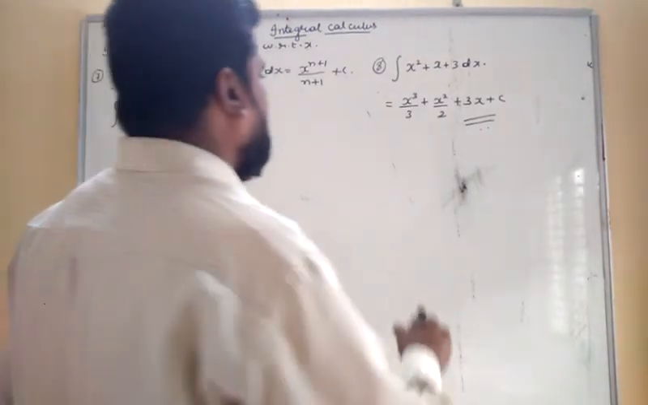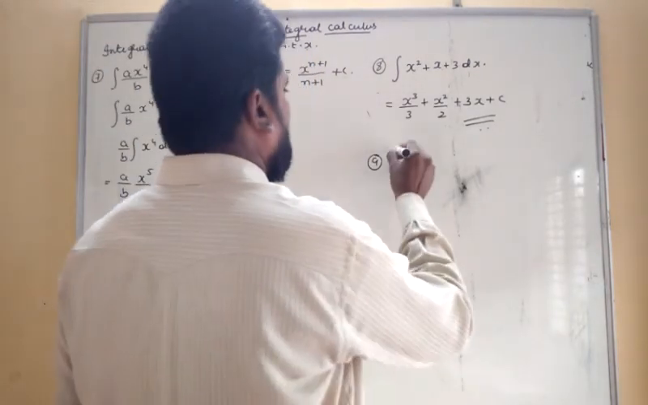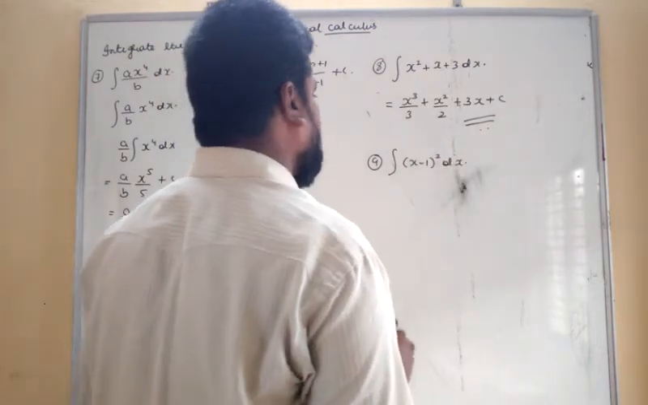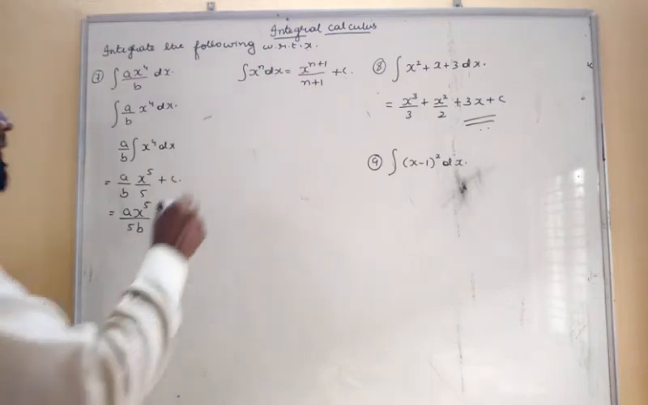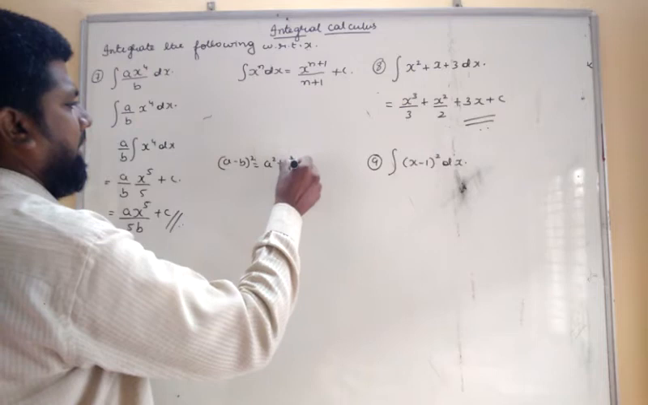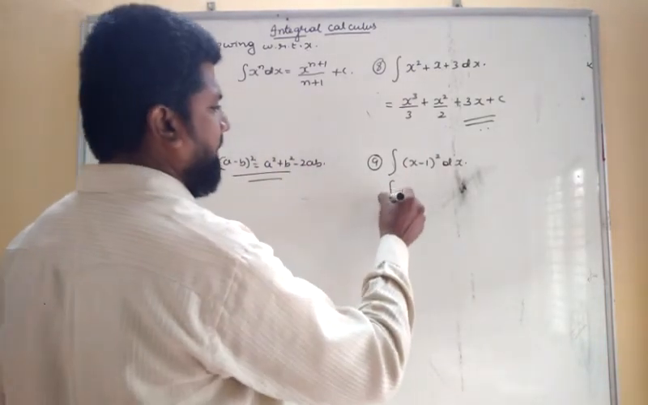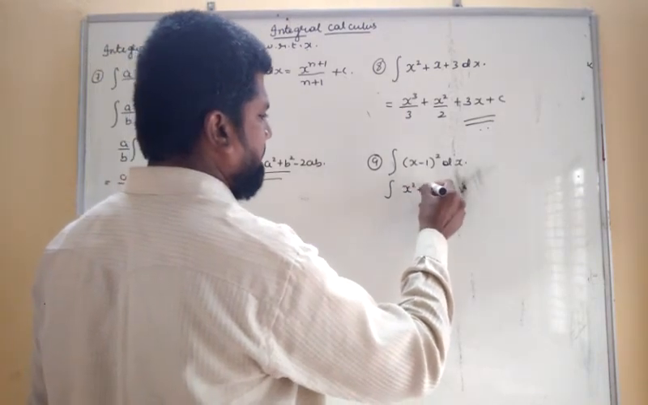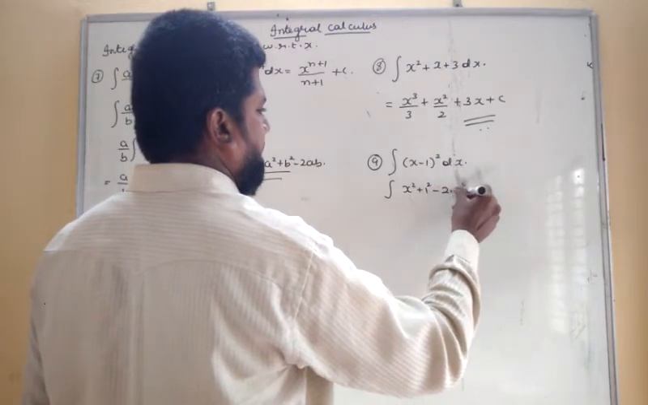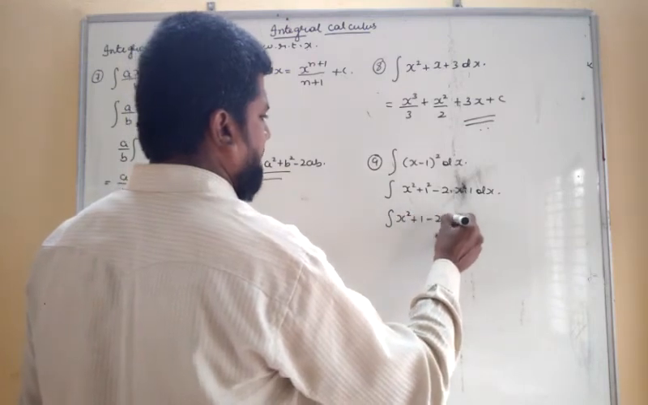So we already did these types of problems in differentiation. So, integration of x minus 1 whole square. x minus 1 whole square is in the form of a minus b whole square. So a square plus b square minus 2ab, we know this identity. So let us expand this using this identity: x square plus 1 square minus 2 into x into 1 dx, that can be written as x square plus 1 minus 2x dx.